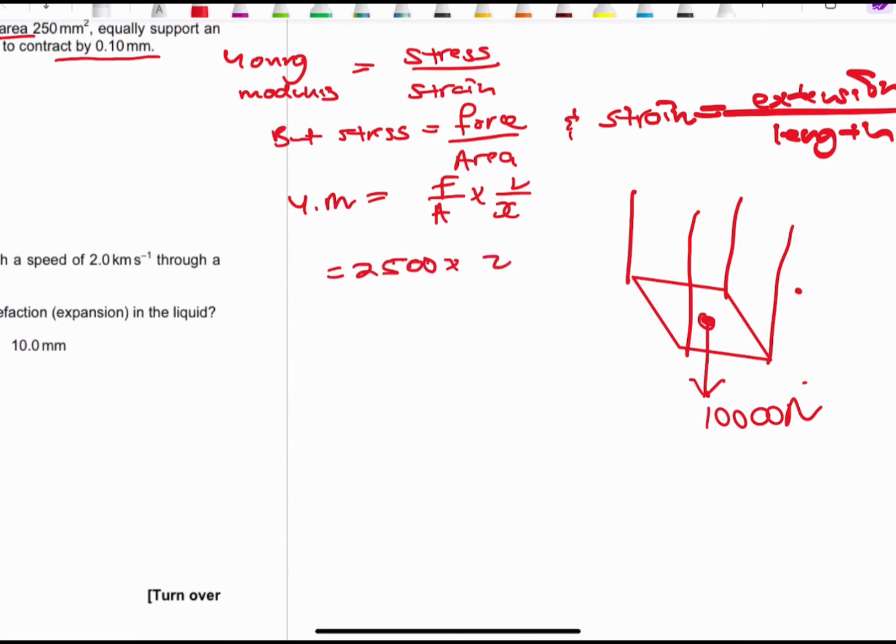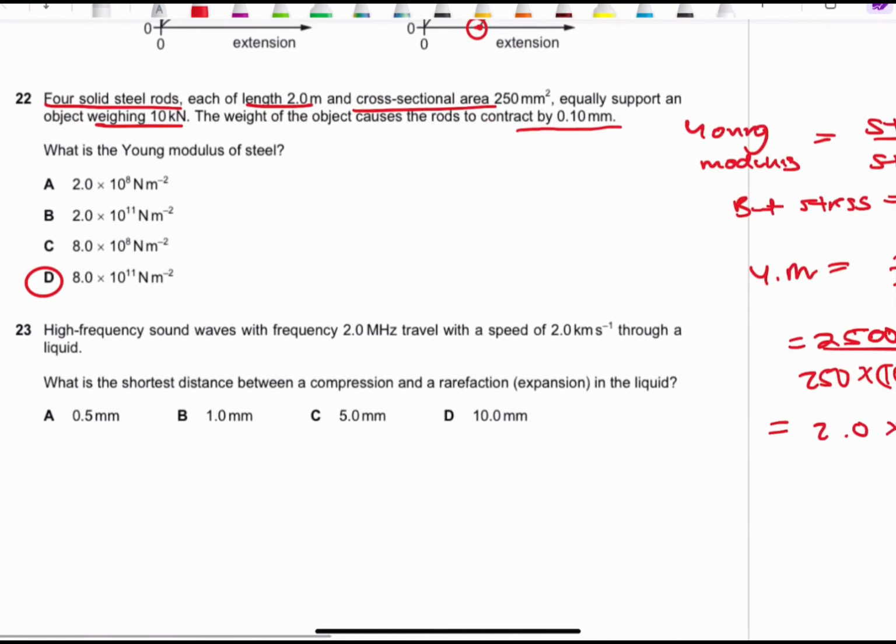My length is 2. My area is 250 times 10 to the power of negative 3 squared. My extension is 0.1 times 10 to the power of negative 3. That's going to give me 2.0 times 10 to the power of 11, which is going to be B. Okay, so very important for you to be thinking of that.